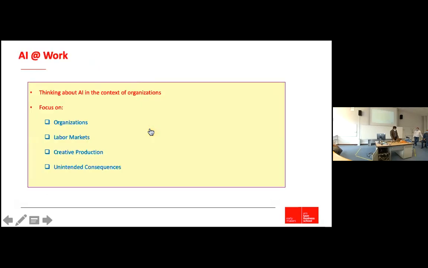So overall in this class, in the context of automation and AI, we think about organizations, we think about labor markets, we think about creative production, because a lot of you will be interested in art, movies, things like that, and how they're actually being changed by these processes. And lastly, what are the unintended consequences, and how we can think about bias or other issues that come up with the implementation of AI in work.